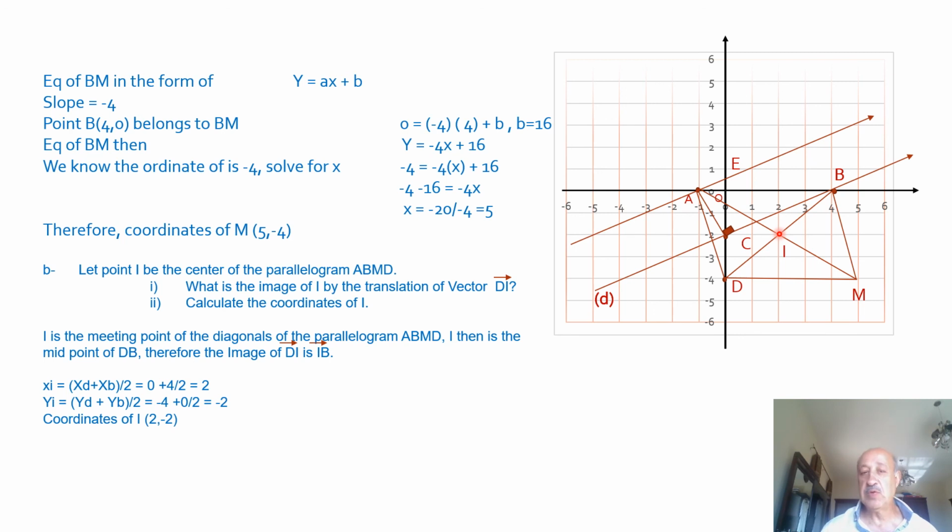If you also want to check your answer, you can use I as the midpoint of AM, and you will find again that the coordinates of I are 2 and minus 2.